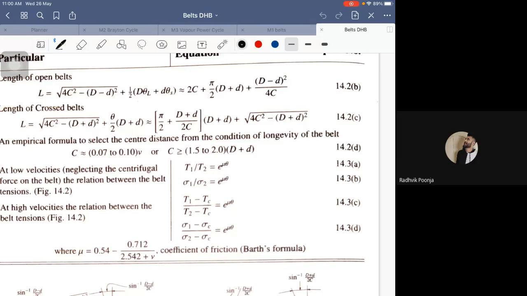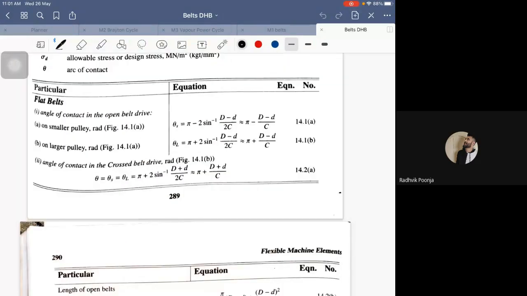So it's in the first. You can observe here. For a cross belt drive, he has clearly indicated that you need not even remember it. Theta s is equal to theta L. So you can use either of these two equations, the approximated one. So which one shall we use? The first one or the second one? Okay, pick this.